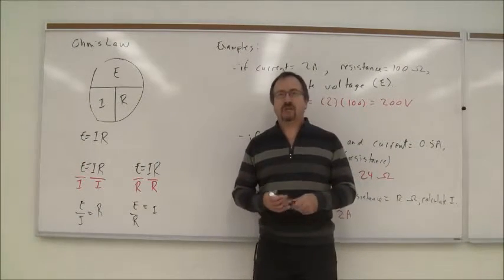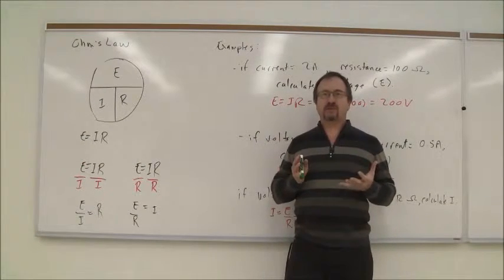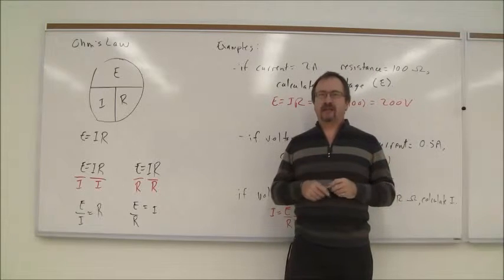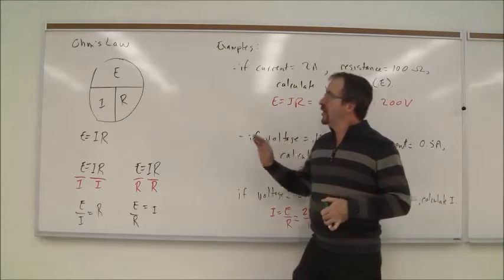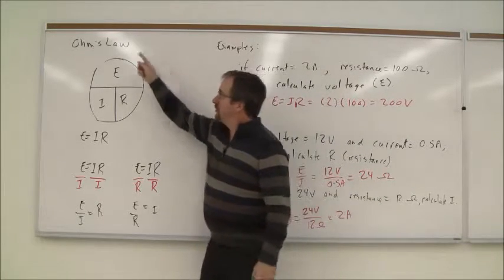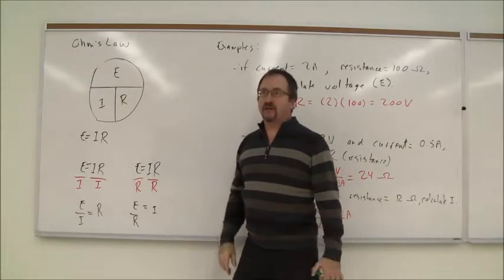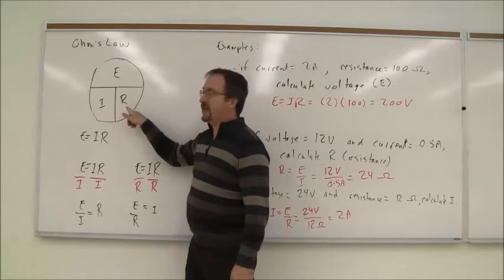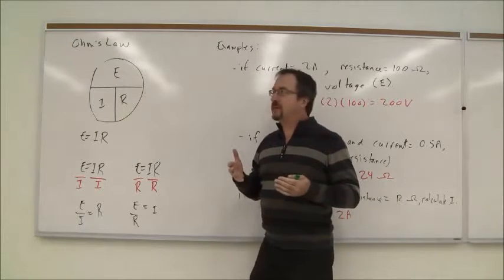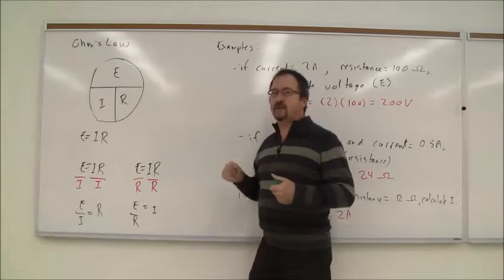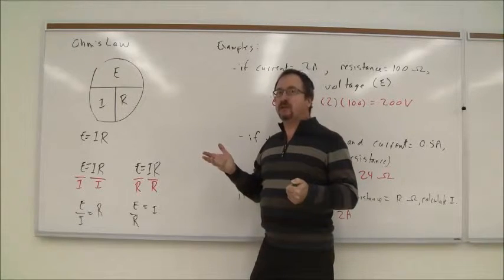In class, we talked about the basic idea behind Ohm's law and how to manipulate the equation E equals IR. We had a couple different ways we looked at it. One of the ways was to build this little pie chart, if you will. It shows E, I, and R. The idea behind that is for visual learners to see quickly how to use Ohm's law.